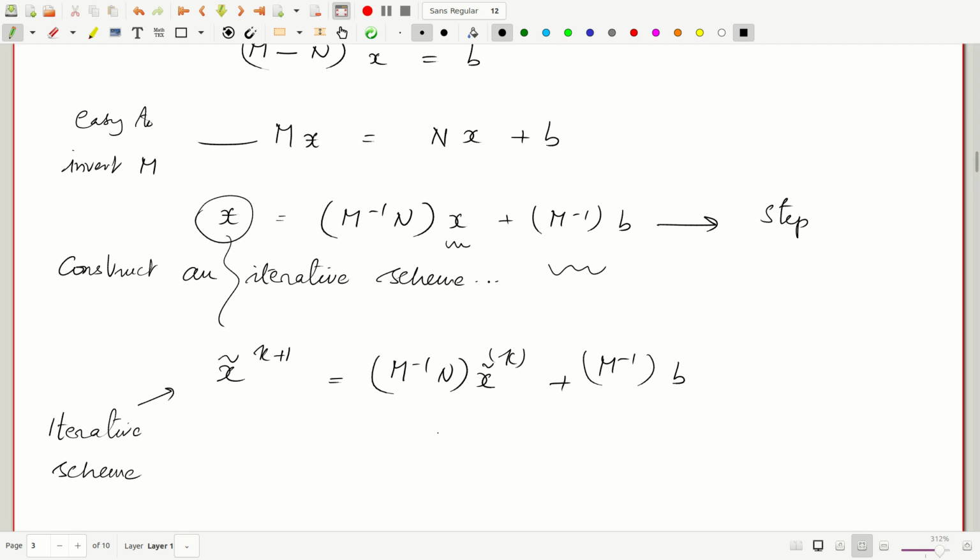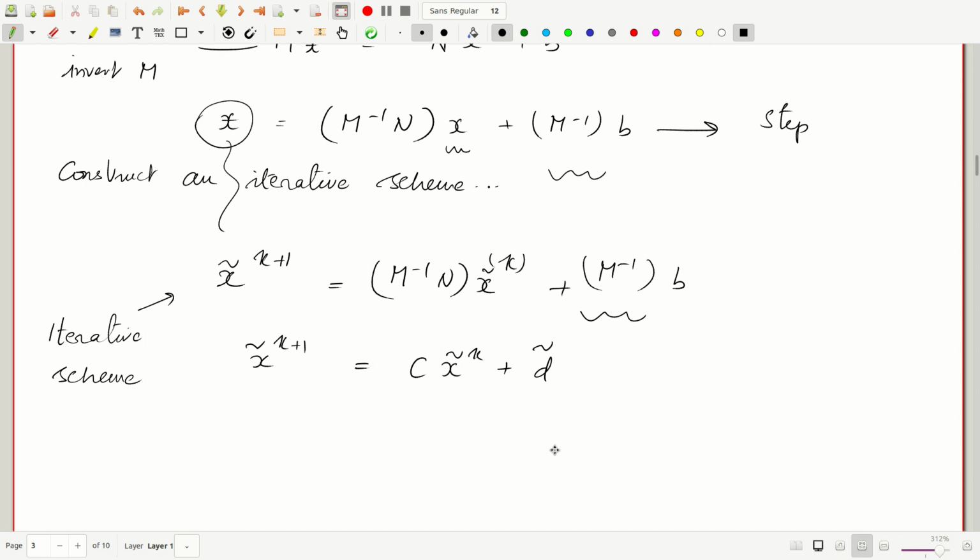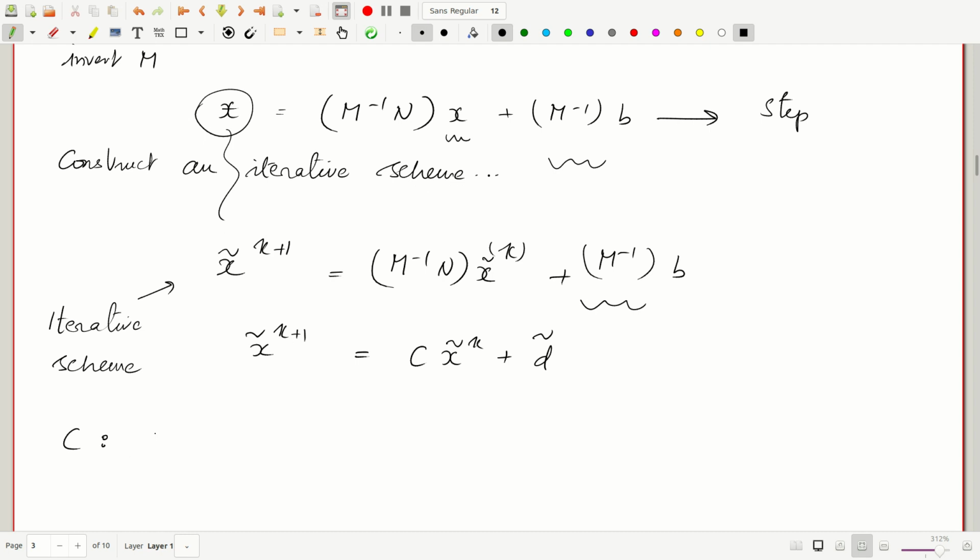So essentially we just obtained this. Let us call this M inverse N as C, and M inverse b, let's call it d, some other vector d. Then you have x tilde k plus 1 equals C x tilde k plus d. This C that we obtained is called the iterative matrix or the iteration matrix, which is equal to M inverse times N. Similarly d is M inverse times b, so this is the right hand side vector.